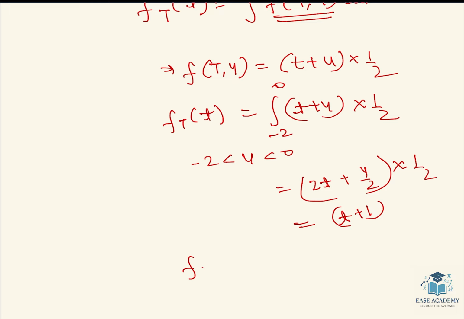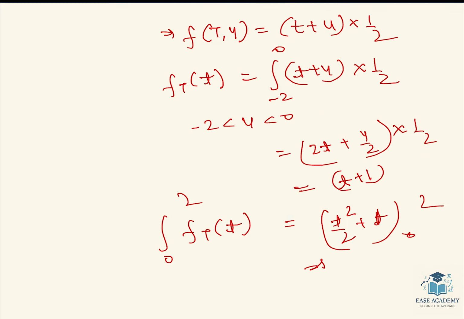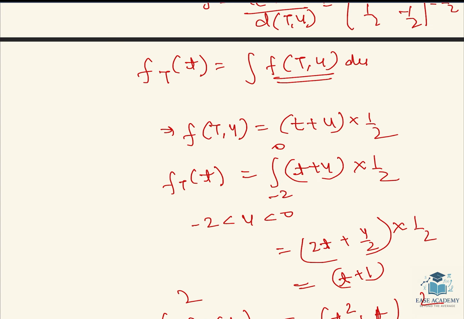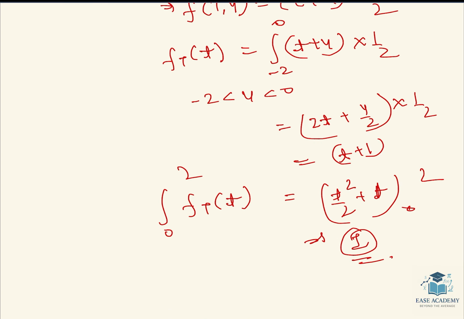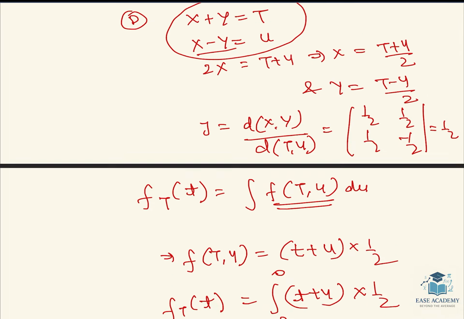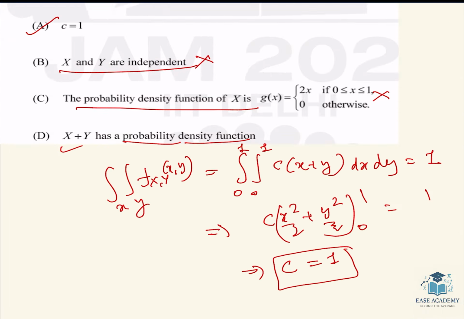And for t, if we integrate it over the range, we'll get t square by 2 plus t, from 0 to 2, that is 4 by 2 plus 2, that will be after integrating. I am making some kind of mistake, I guess, in the range. So this is actually correct.